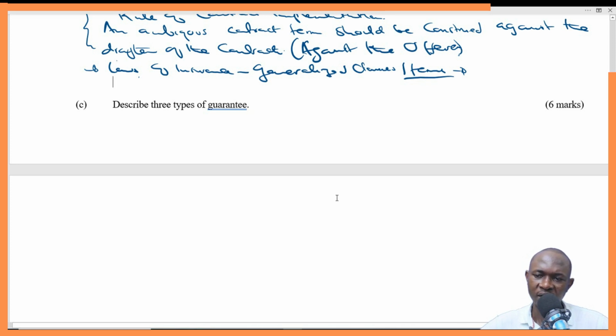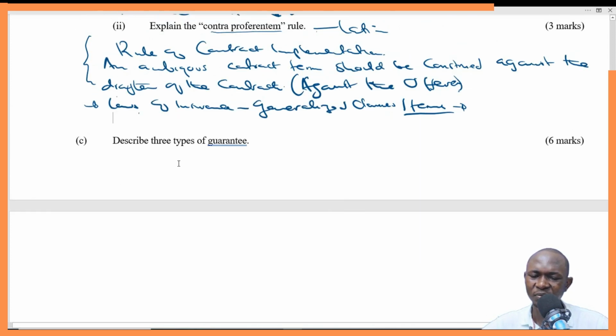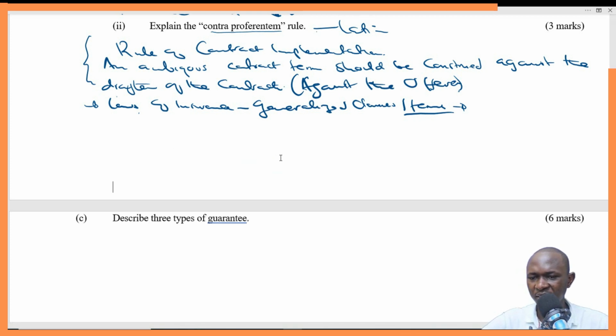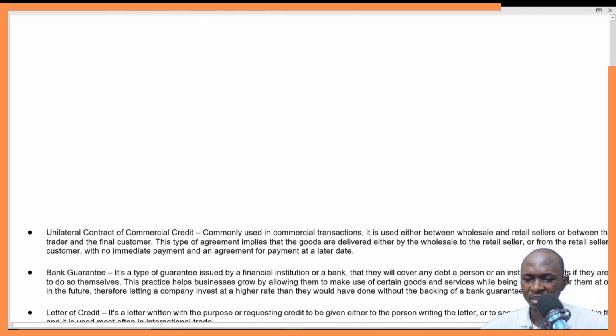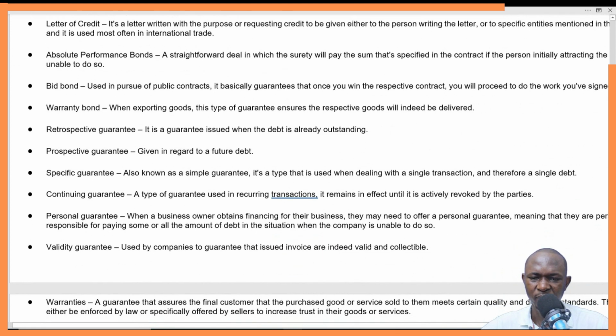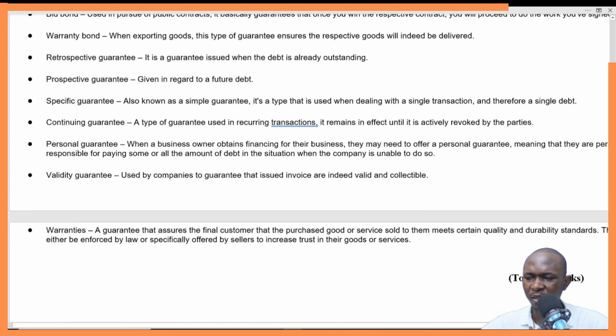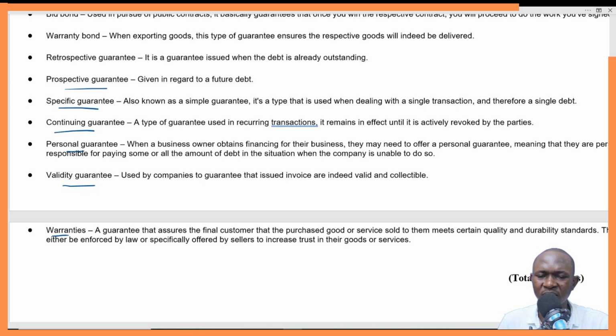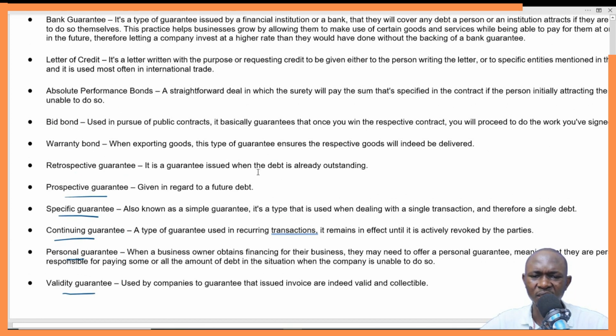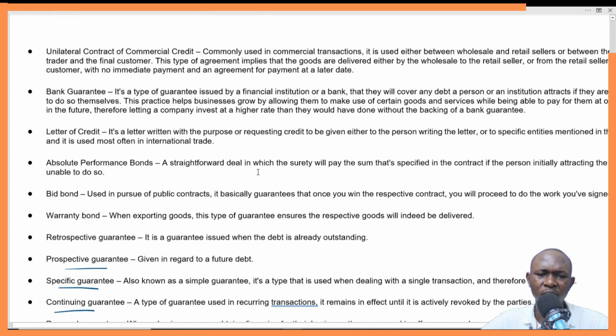Describe 3 types of guarantee. Now, there are so many types of guarantees. I have quite a number here. All these are types of guarantees: warranties, personal guarantee, continuing guarantee, specific guarantee, prospective guarantee, retrospective guarantee, warranty bond, bid bond, absolute performance bonds, letter of credit, bank guarantee. These are very common in the business world.